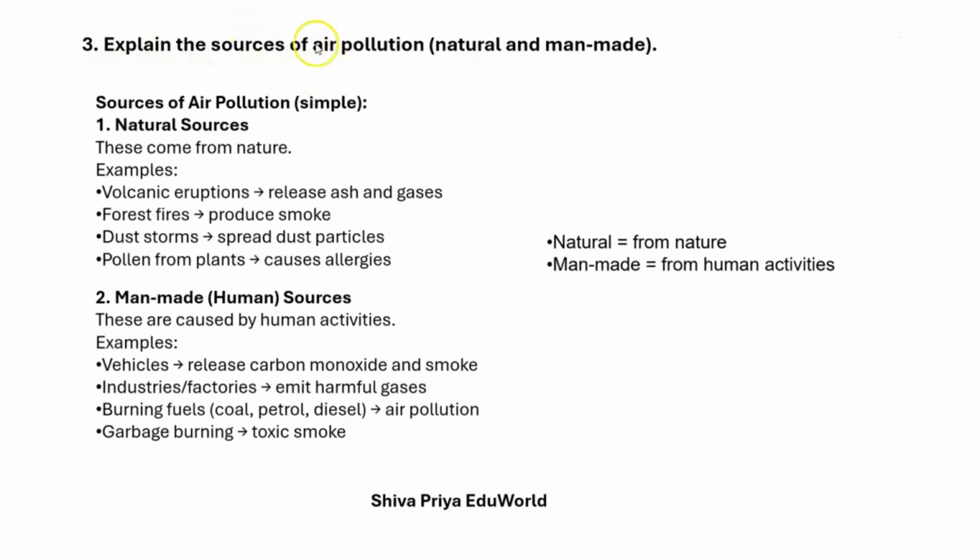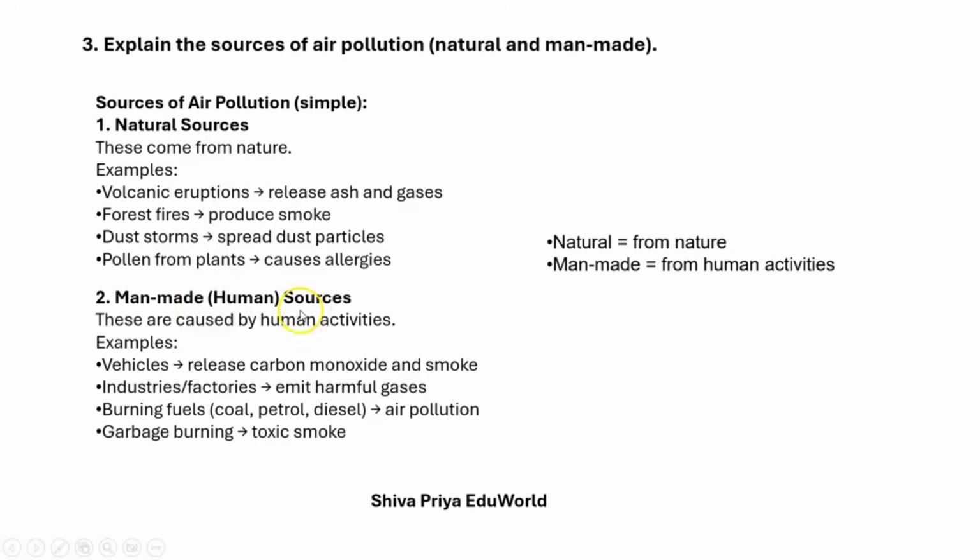And the third question is: explain the sources of air pollution. Here, the sources of air pollution are natural and man-made. Natural means, as I have already told you, these come from nature: volcanic eruption, forest fire, dust storms and pollen from plants. Clear? The volcanic eruption will release ash and gases, so that will pollute the air. Forest fires release carbon dioxide, and when plastic is burned it will release carbon monoxide as well. It will produce smoke. Dust storms spread dust particles. And pollen from plants causes allergies as well. These are all the natural pollutants.